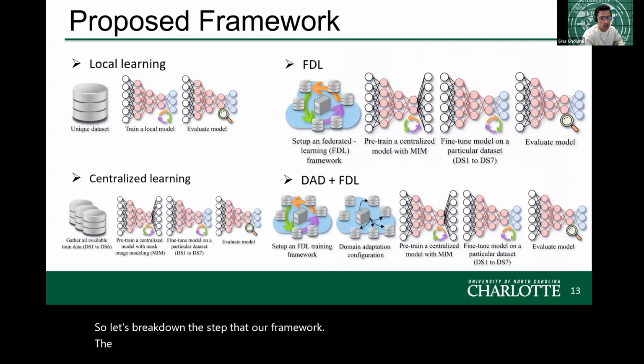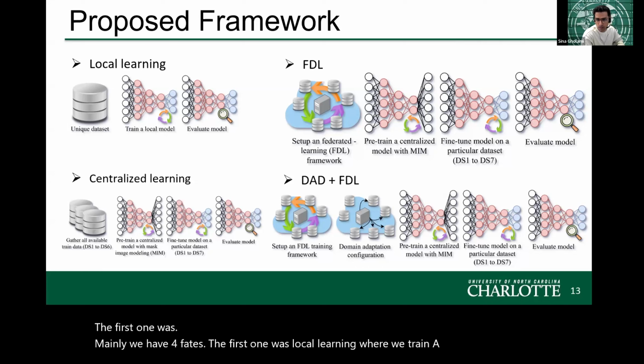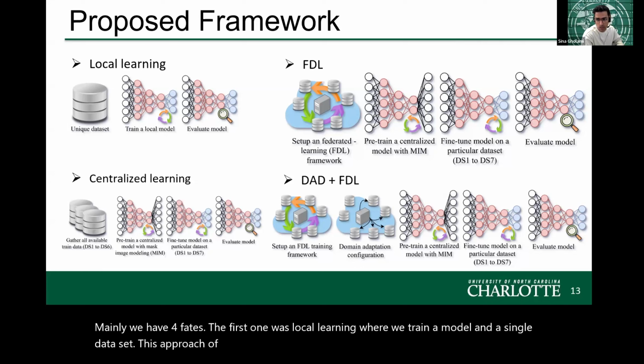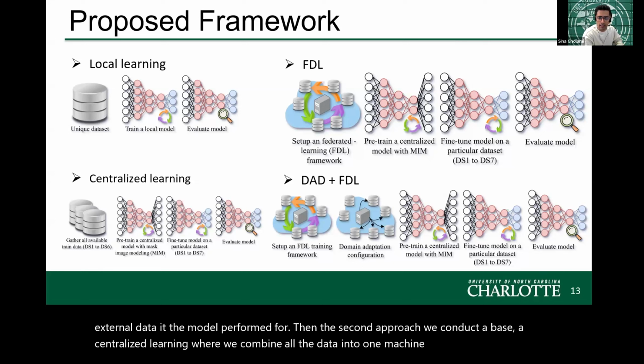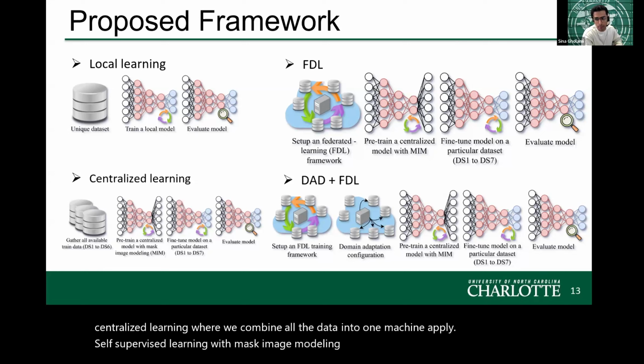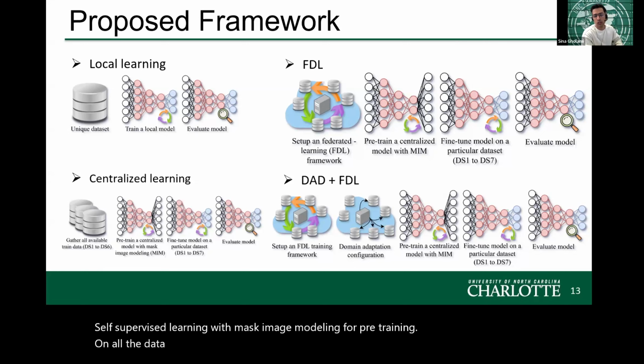Mainly we had 4 phases. The first one was local learning, where we train a model on a single data set. This approach, of course, lacks generalization because when it was tested on external data, the model performed poorly. Then in the second approach, we conduct centralized learning, where we combine all the data into one machine, apply self-supervised learning with masked image modeling for pre-training on all the data, and then fine-tune over each data set. It has good performance, but there was a privacy concern.